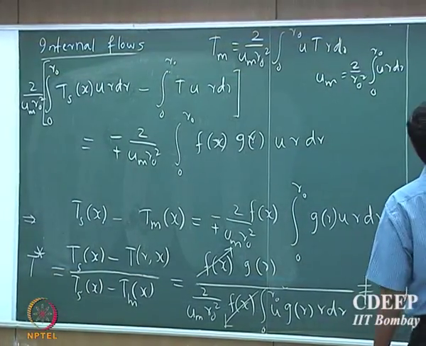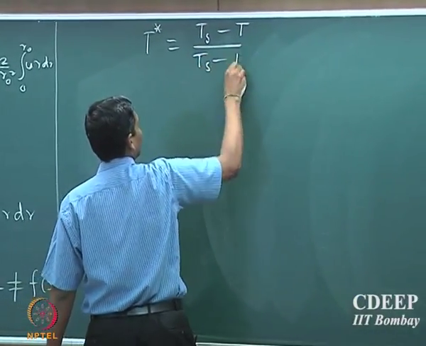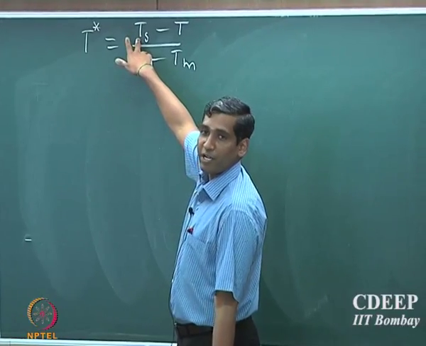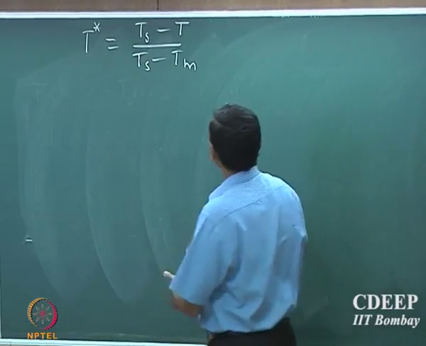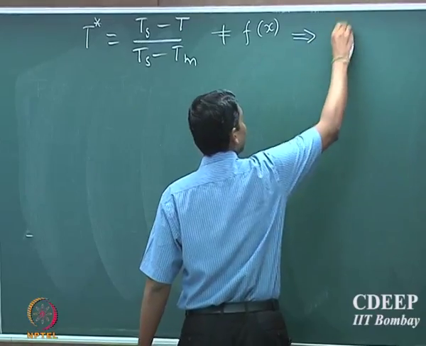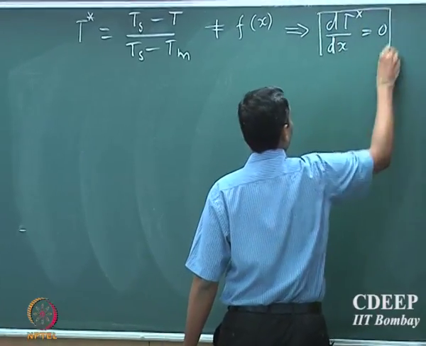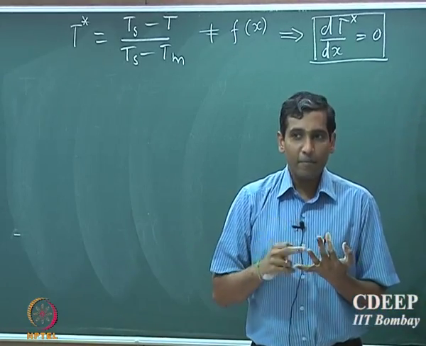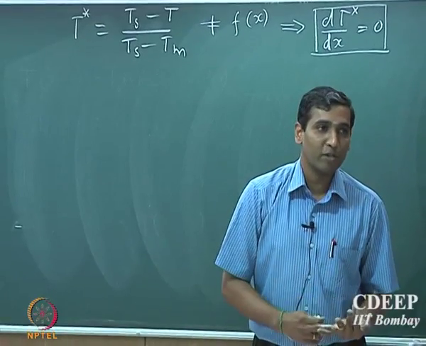So this means, so if T star is Ts minus T by Ts minus Tm, so I am just removing the functional dependence, but we should always assume that Ts is a function of position if it is a constant flux condition, and Ts is constant if it's a constant temperature condition. Okay, and so that's not a function of the axial position, which means that dT star by dx is 0. Okay, so that's the first observation. So it's the gradient of the dimensionless temperature that is 0 and not the gradient of the actual temperature.